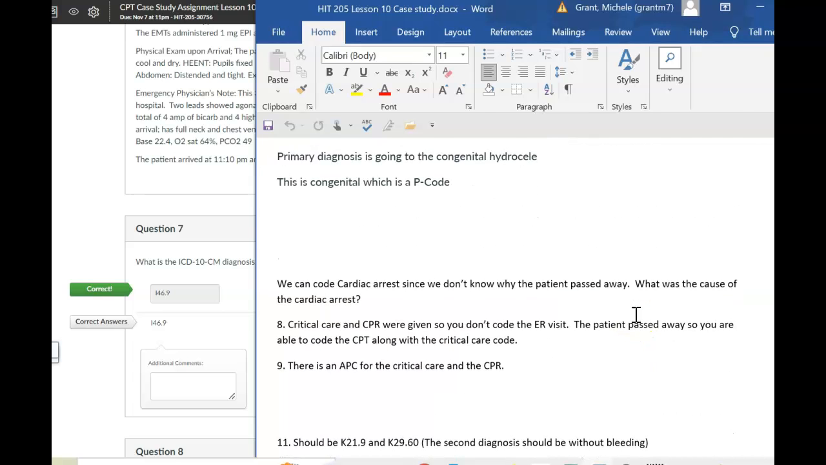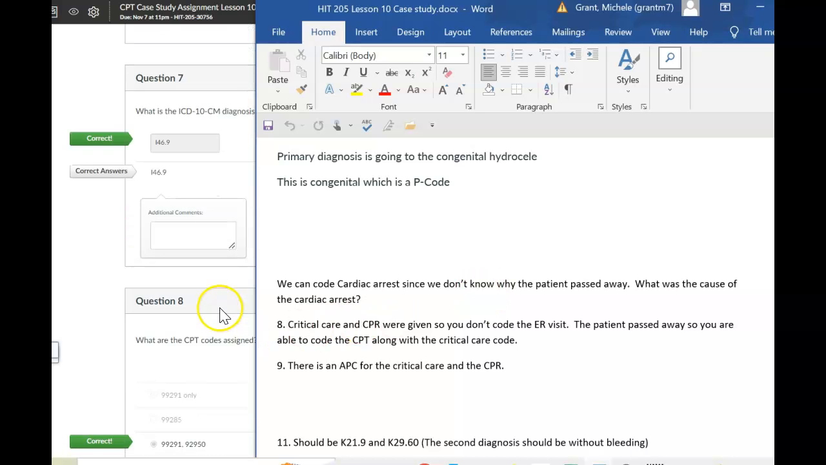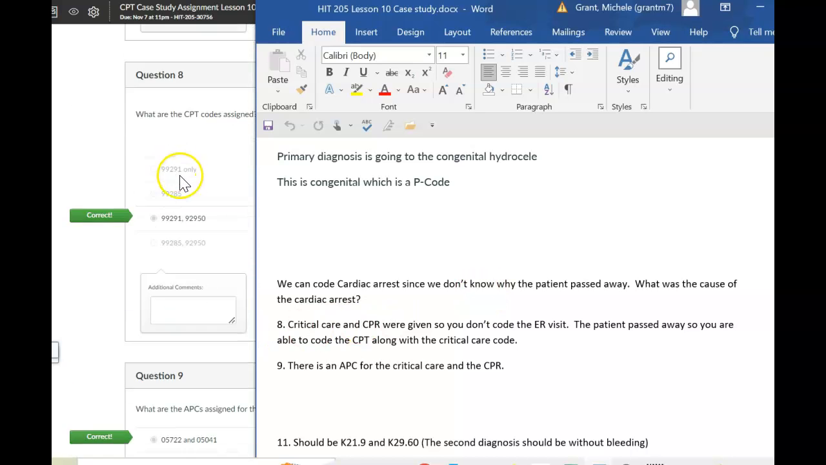Okay. A couple of different things I want you to remember. We can code cardiac arrest since we don't know why that patient passed away. Okay, we don't know what the cause of the cardiac arrest was. Now, if this patient was admitted and survived the cardiac arrest, and they found out that they had a myocardial infarction or there was a complete heart block, that would become our principal diagnosis. Okay, but since the patient passed away before they could do any testing, you are going to code cardiac arrest. All right, so that is going to be I46.9.